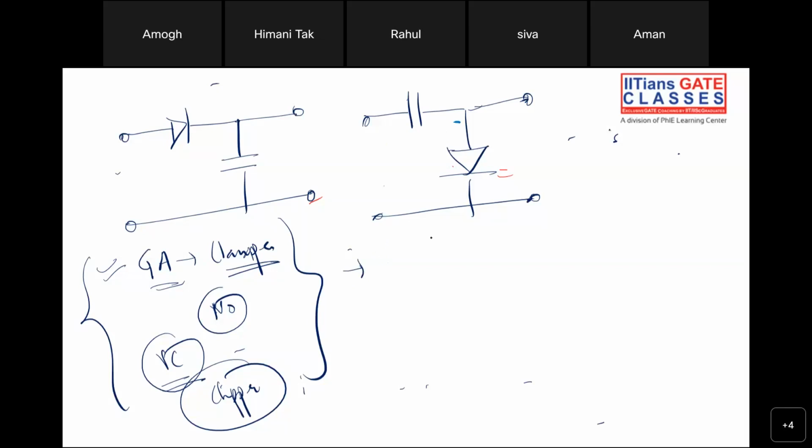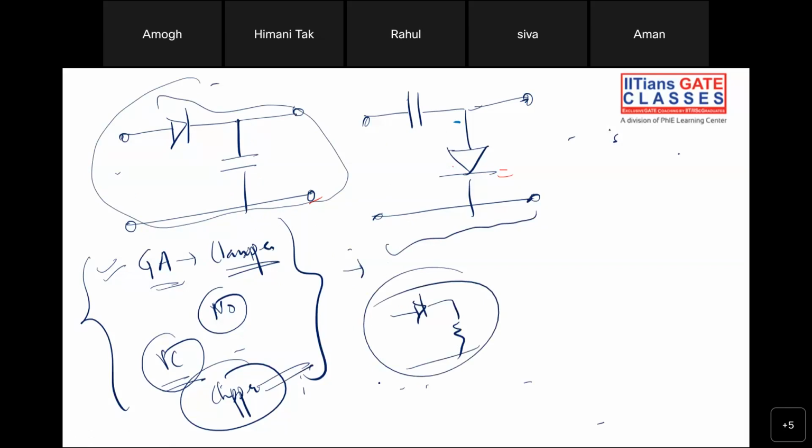See, don't attack the problem. First identify what kind of circuit this is, why they have connected a capacitor and diode. Somebody has told me this is a clipper. How can it be a clipper circuit? Because a clipper needs only a diode and resistance, nothing else. In a clipper, have you ever seen a capacitance?